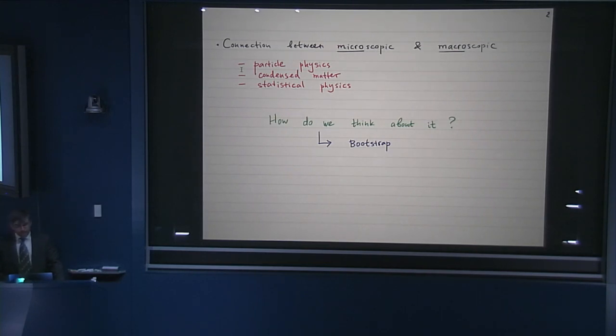And there are two ways to think about it: the traditional way, which is what I would call reductionism, and I'll describe it, and then I'll describe a more recent way to think about it called Bootstrap. In fact, it's not a new idea. It's a rather old idea, but only in the last 10 years or so it started to fully realize its potential. So that's going to be the goal of my talk.